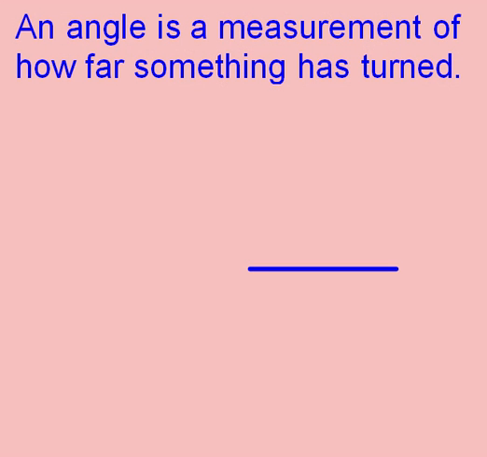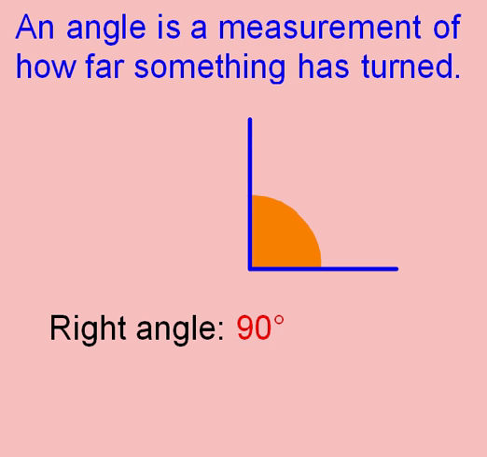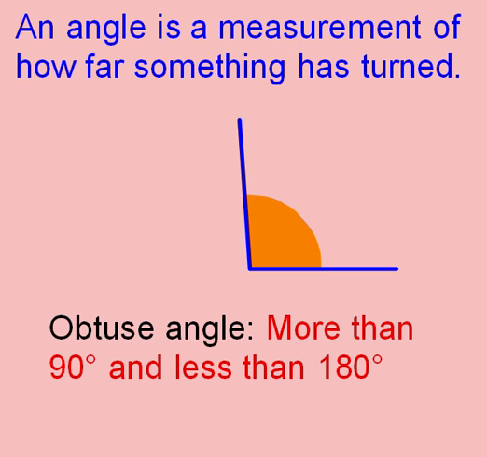An angle is a measurement of how far something has turned. Angles that are less than 90 degrees are called acute angles. An angle of exactly 90 degrees is called a right angle, and we show it like this. Angles that are more than 90 degrees but less than 180 degrees are called obtuse angles.